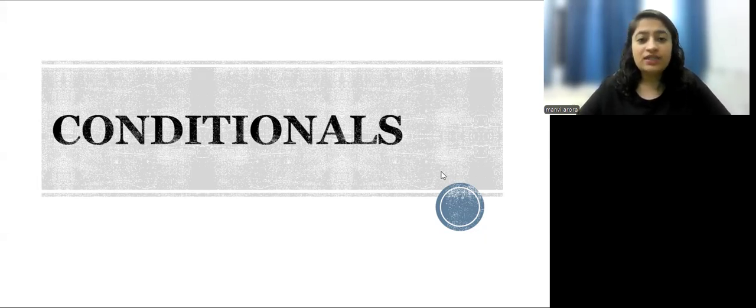And in your CUET exam, conditionals came as sentence correction, sentence improvement, or sometimes in the form of sentence completion. We will have a look at it in the last, while we do the exercise, and we will get to know how it can come in your exams. So, what are conditionals? We will be starting with this.